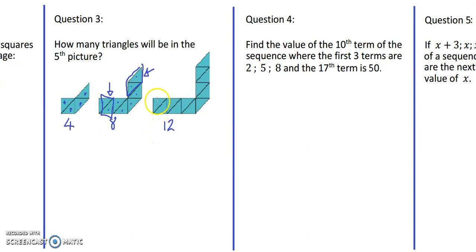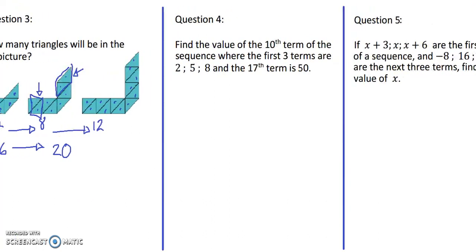Let's see if we're correct. 1, 2, 3, 4, 5, 6, 7, 8, 9, 10, 11, 12. Well, that's quite nice. So we're adding 4. We've got to get to the fifth picture, so the fourth picture will be 16. And add 4 to that. That'll be 20. So that's quite nice.